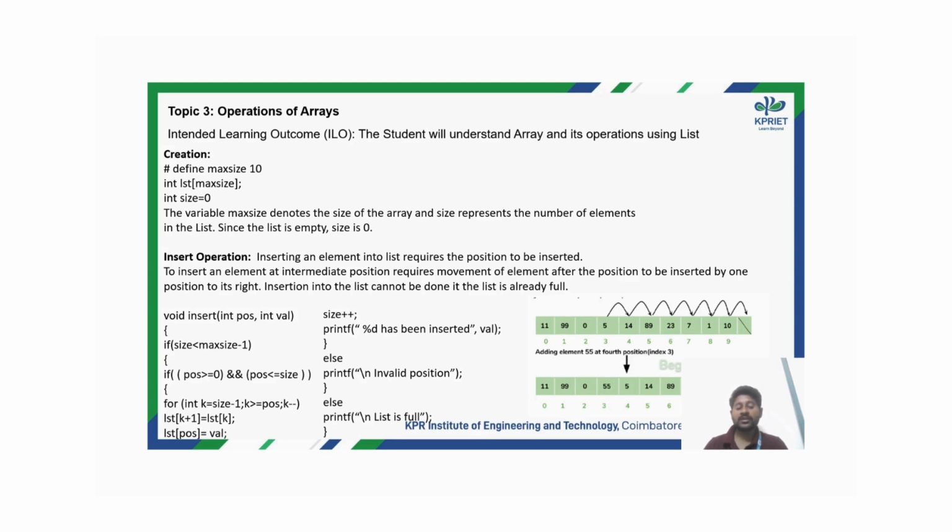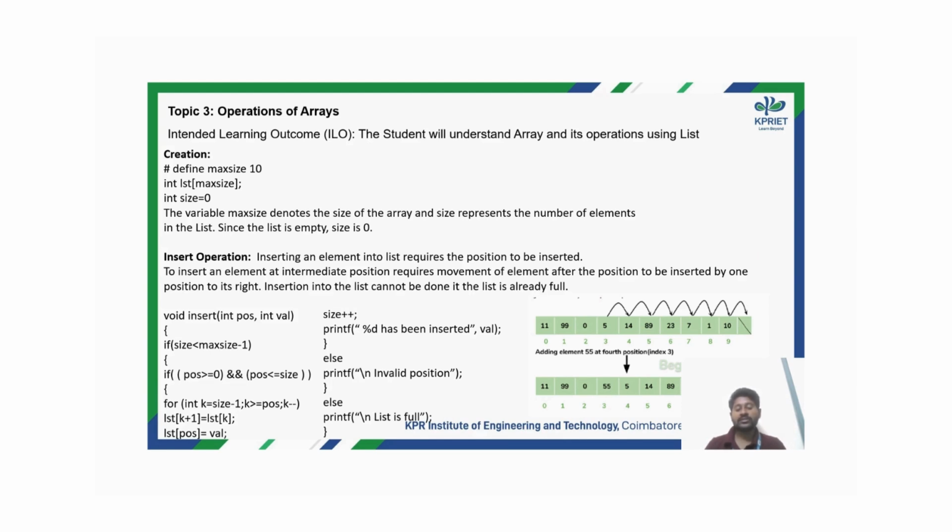K becomes 3. So list of k plus 1 equal to list of k. So list of 3 plus 1 is 4 equal to, sorry, here k minus minus happens at the last. So list of k plus 1 is 4 plus 1, 5. So list of 5 equal to list of 4, which means that the value present in location 4 will be transferred to 5 here, and list of position equal to value.